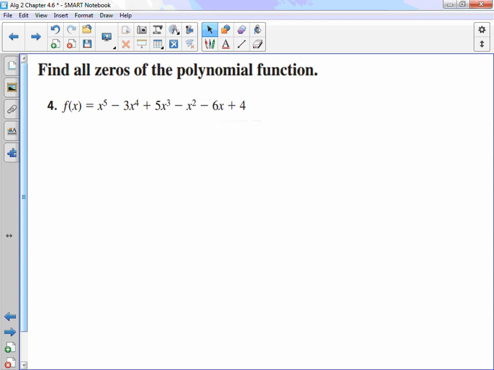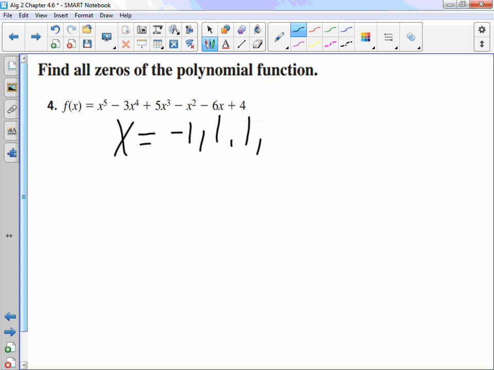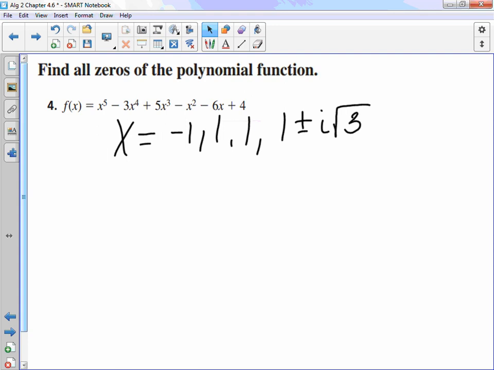So if we were to do this for this one here, what we'd actually get is, if you want to go back and try this, we would get that x is equal to negative 1, and 1 plus or minus i, the square root of 3, is what we would get for this here.